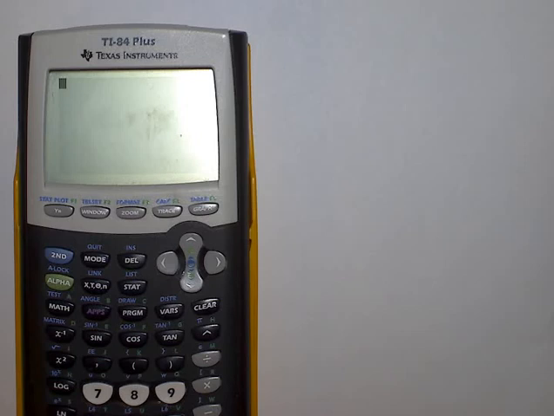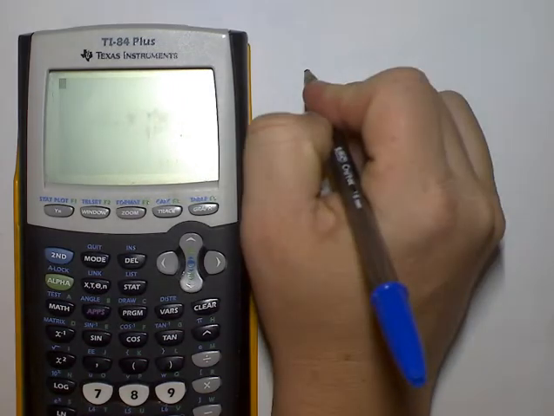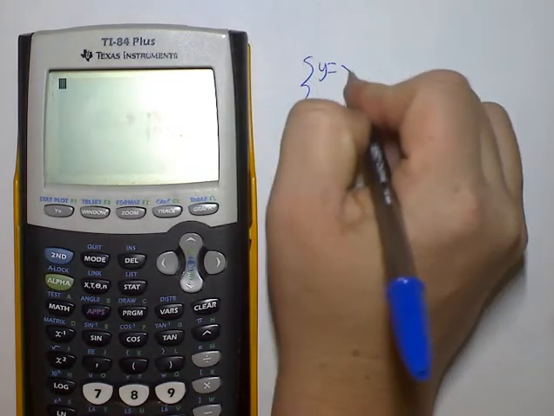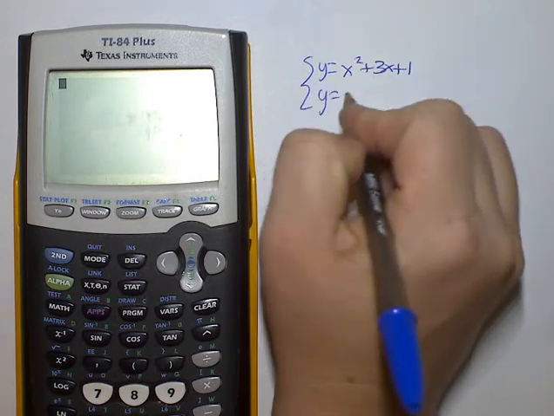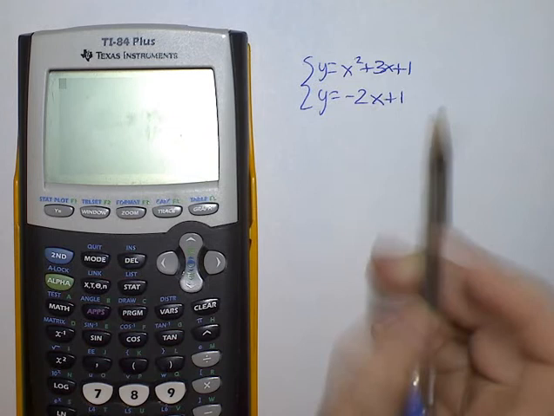Our exploring objective is to be able to find the intersection points using a graphing calculator. So the first problem looks like this. And it's already made it easy for us because we have y equals in both positions.